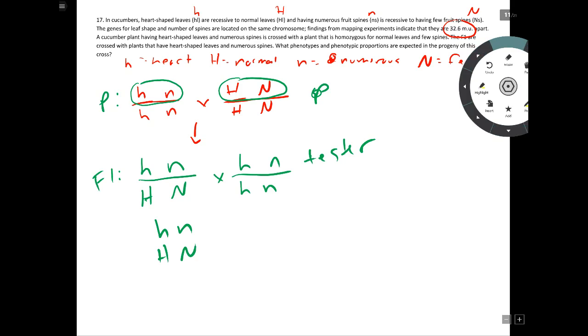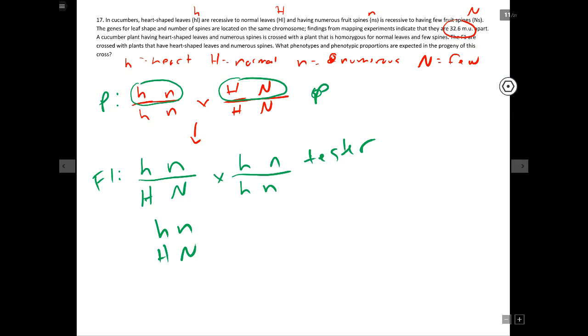So where do the recombinants come from? The recombinants come from crossing over between these two genes. And so now little h is going with big N, and big H is going with little n. These are recombinants. These are parentals. Map distance is 32.6. 32.6 divided by 2 is 16.3. So this is percent recombination.